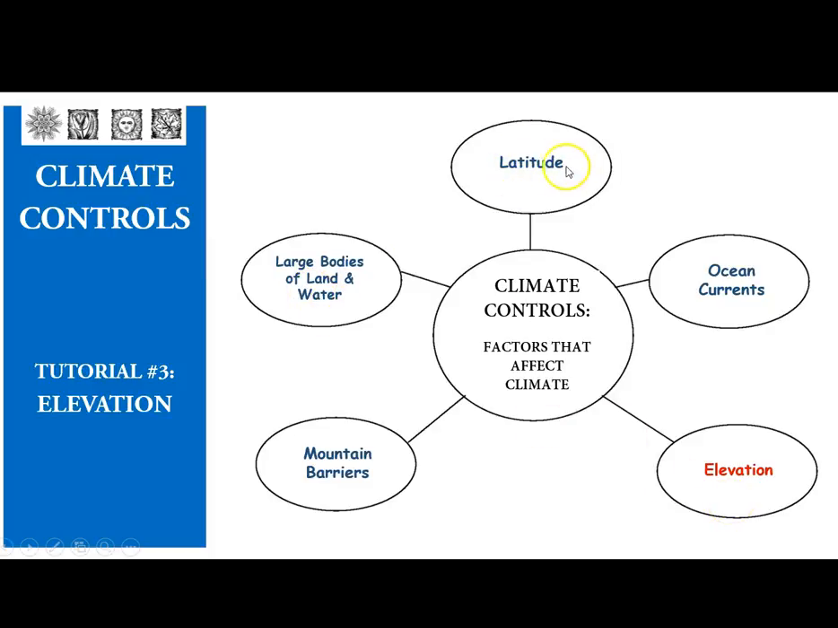We found that latitude has a direct impact on temperature. The higher you go in latitude, the colder it gets. Large bodies of land and water have a bit more of an opaque effect on temperature. It creates a scenario where temperatures are either more extreme or less extreme depending on whether you live near a large body of land and water. With elevation, what we're going to find is we get back to a situation where there's a direct connection between what your elevation is and what the temperature is, either hotter or colder.